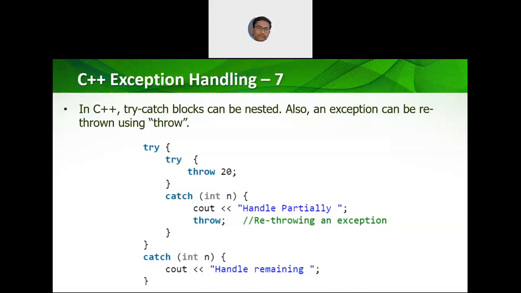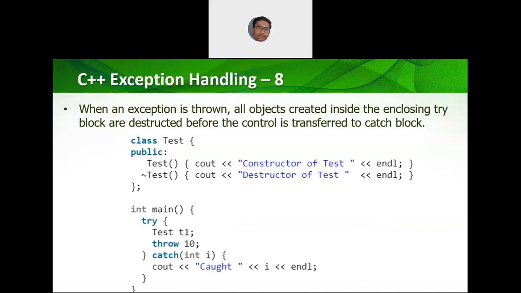Yes, sir. Yes, sir. And then there are two more points. Now notice that when an exception is thrown, all objects which are created inside the enclosing try block will be destructed before the control is transferred back to the catch. See, in main, if you start executing this program, in try, you have created a test T1. So T1 will call its default constructor, that is the constructor of test. Now if it is throwing an integer 10, before it goes to catch, it calls the destructor and then it goes.